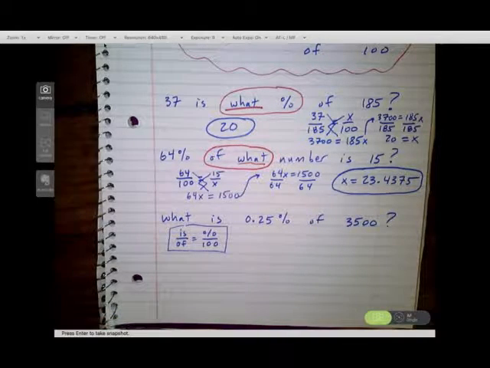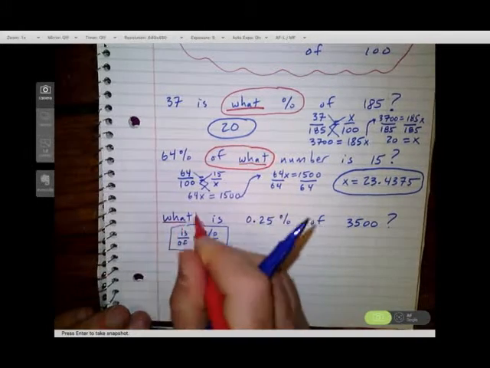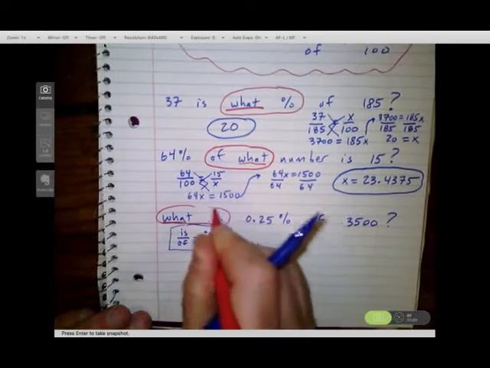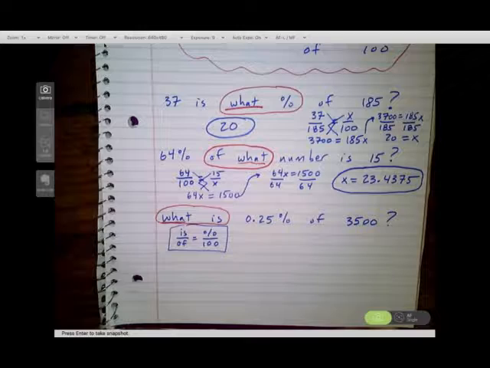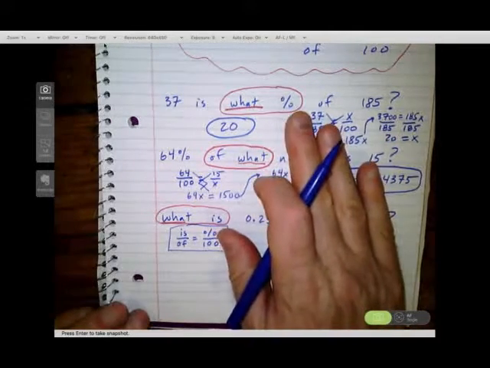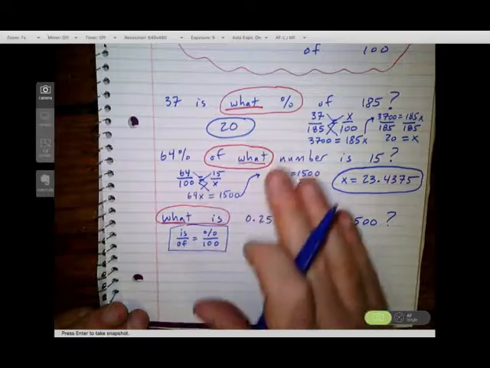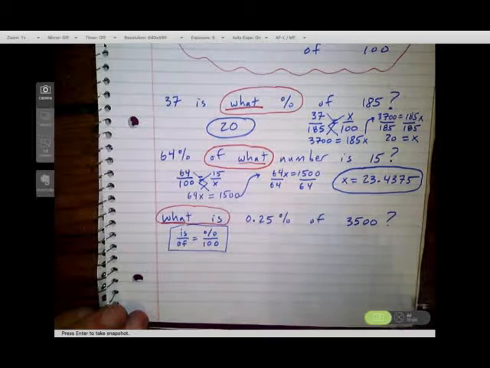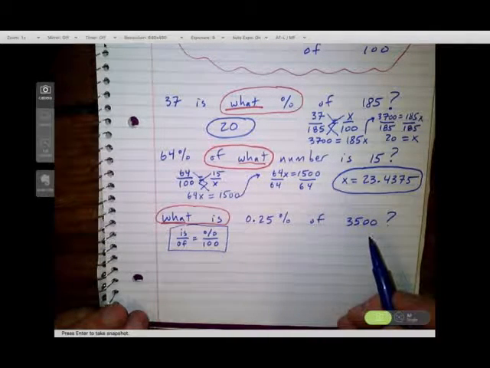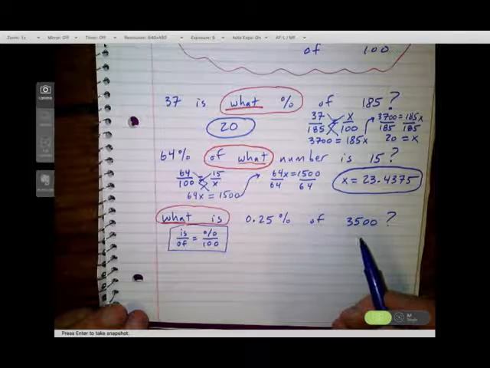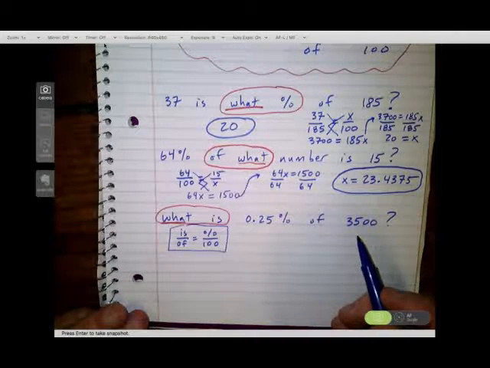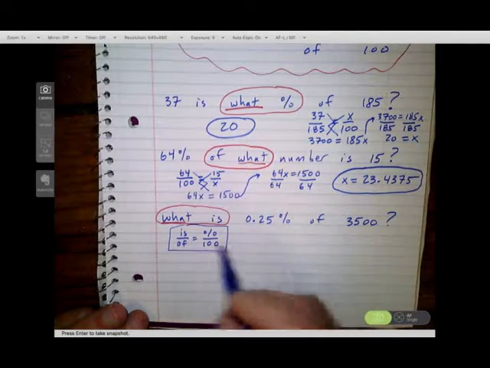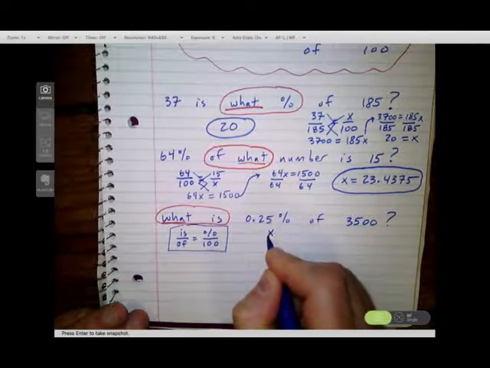Okay, so what is? Here's what, and it's next to the word is. So where the is in this equation is going to get the x. So I would recommend, doing like I'm doing here, getting a different color pencil or a pen or whatever, and circling the word what and the word next to it to figure out where in your equation the x or the variable is going to go. Okay, so is over of equals percent over 100. So what is? So x goes in the is place.